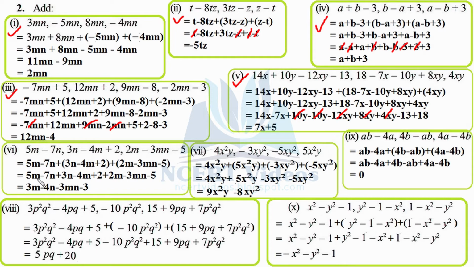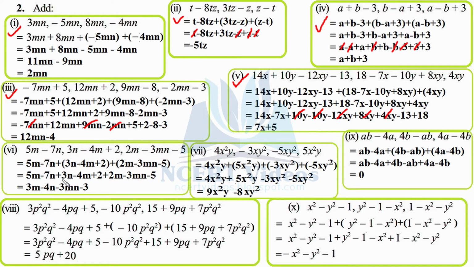Searching for m only. We have 5m and we have minus 4m. And we have this m. Therefore, 5 plus 2 is 7 and 7 minus 4 is 3. Therefore, 3m came. Now for n, we have minus 7 and we have plus 3n.